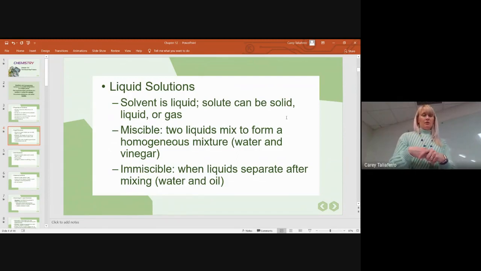Or gas dissolved in a liquid. That's soda, guys. Whether it's sparkling water or your Coke, Mountain Dew, root beer, whatever. If it's carbonated, that means carbon dioxide has been dissolved in that liquid.